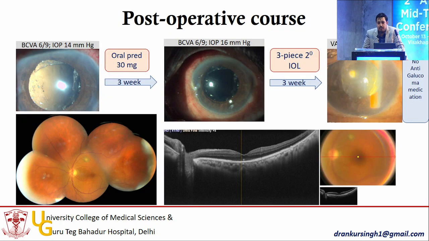In the postoperative period, the patient gained best corrected visual acuity of 6/9 and 14 mm of Hg IOP without any drugs. 9 weeks later, we planned a 3-piece secondary IOL in this patient, and the patient has a visual acuity of 6/9 partial with IOP 14 without any anti-glaucoma medications.